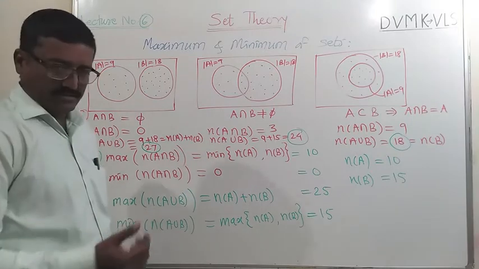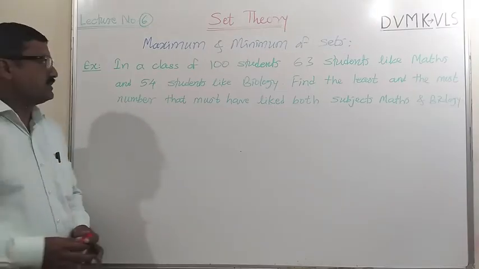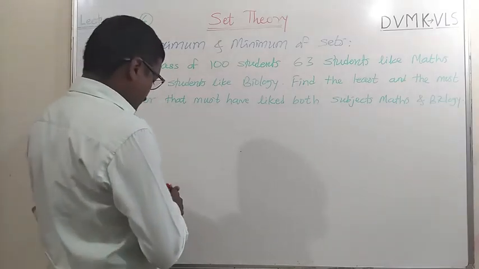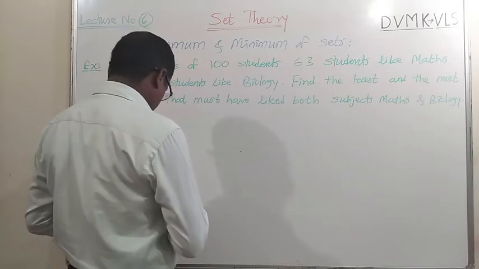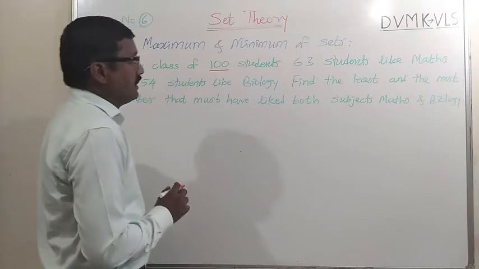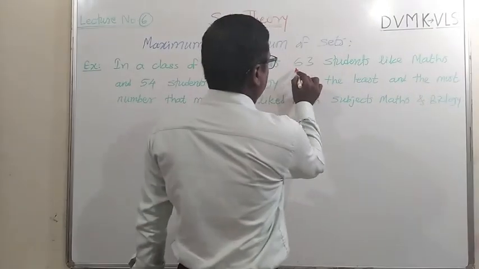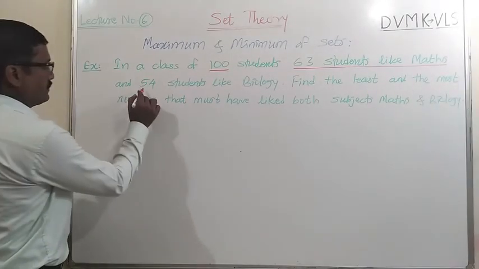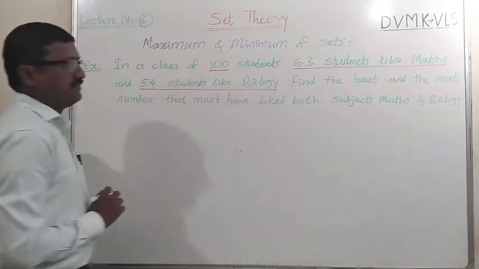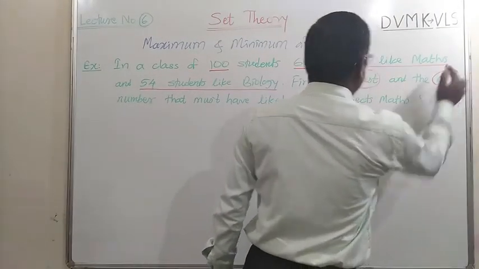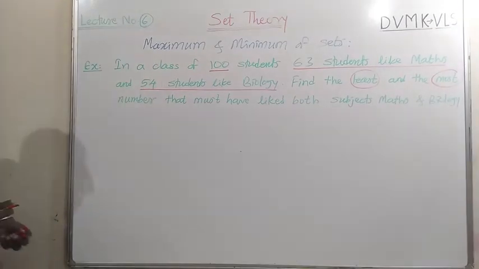Okay, let us see another word example. Now see this one example. In a class of 100 students, the total number of students is 100, and out of these 100 students, 63 students like maths, okay, and 54 students like biology. Find the least and the most number that must like both subjects, maths and biology.